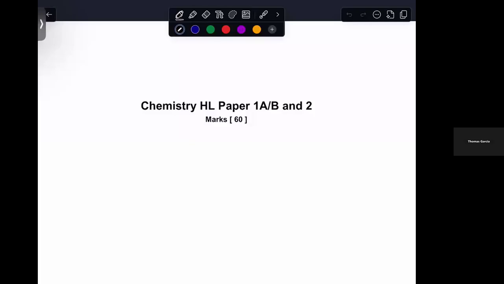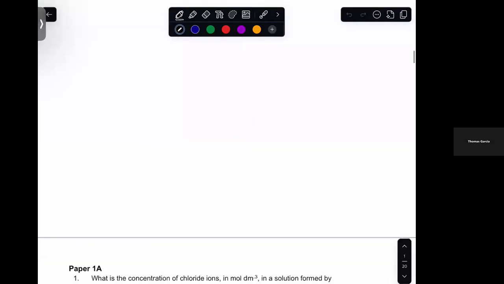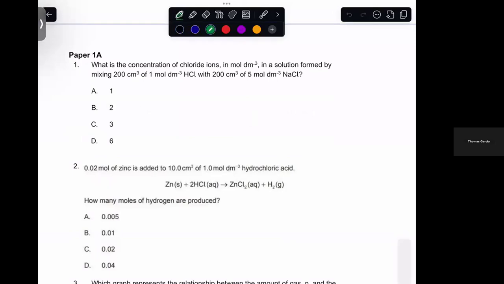All right, y'all. So this is the chemistry HL paper 1A, 1B, and paper 2 all in one. So we're just going to go right into this, starting with number 1 of paper 1A.